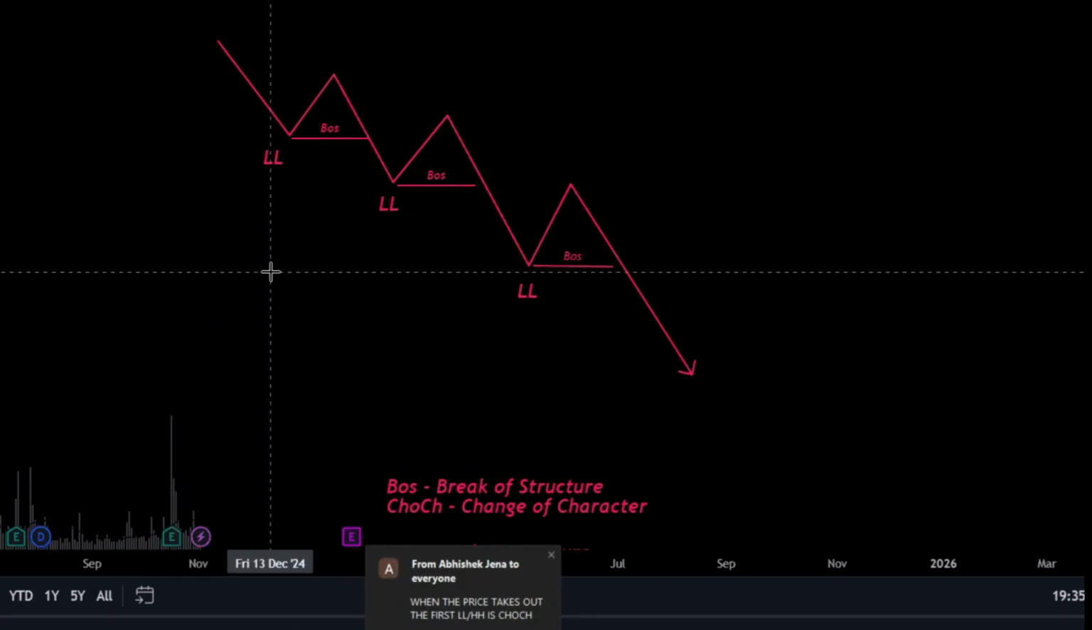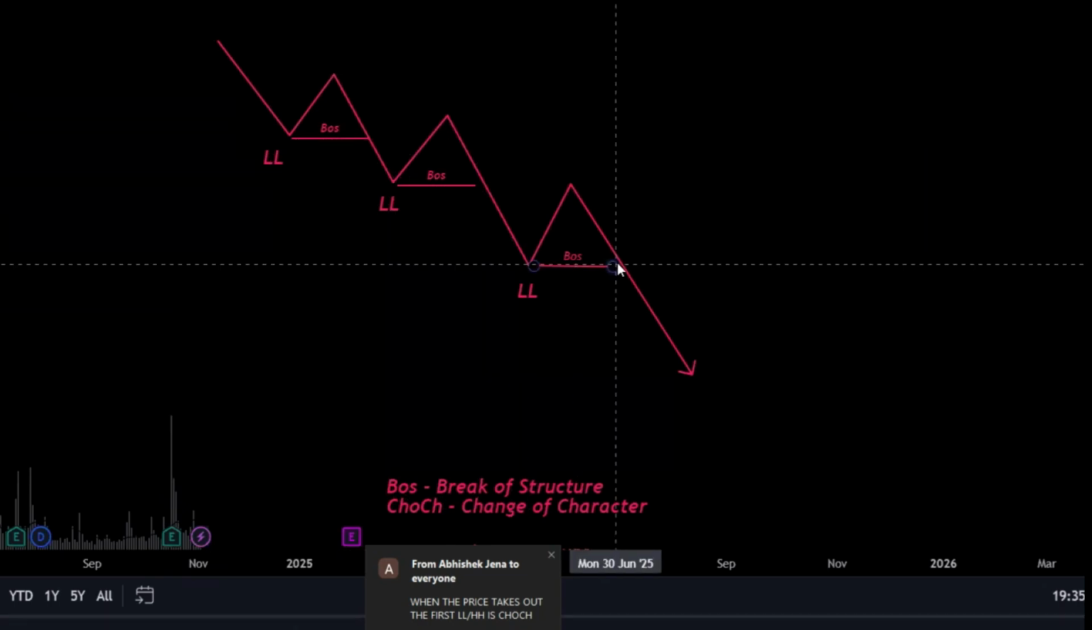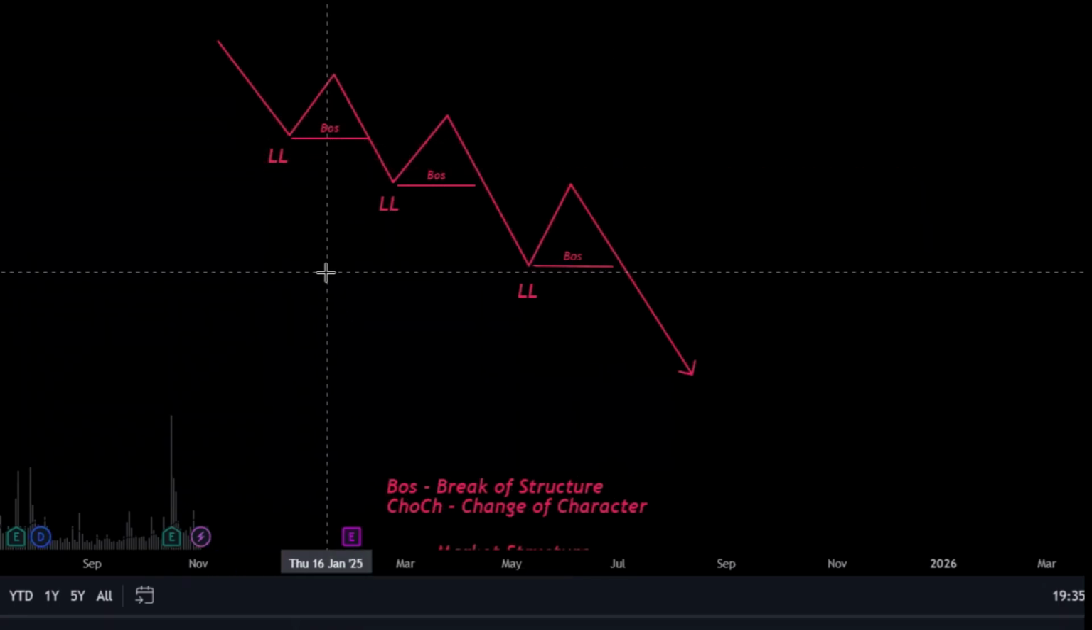In an uptrending structure, it will take out the higher high. In a downtrending structure, it will take out the previous lower low. Let me know when you guys are cool with it. Based on that, I'll move on to the next one then.